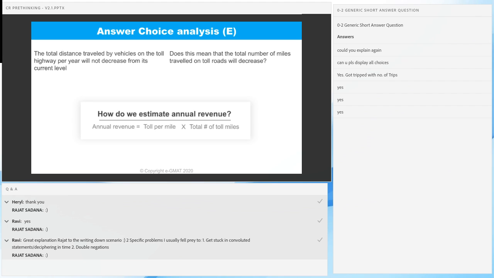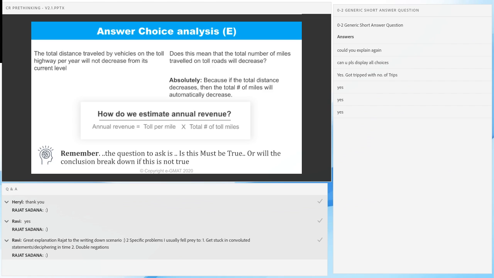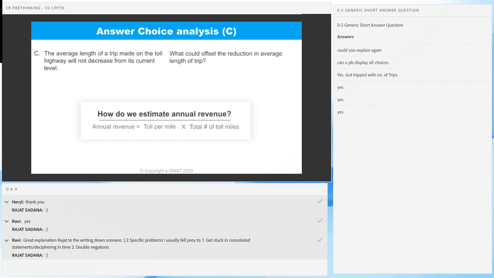Let's look at choice E. Choice E talks about the total distance. That's true. And choice E is the correct answer. Let's look at choice C. Average length of the trip. What can compensate for average length of trip? More trips. If the length of trip goes down from 20 miles per trip to 18, you could get more trips, which is why choice C is wrong.